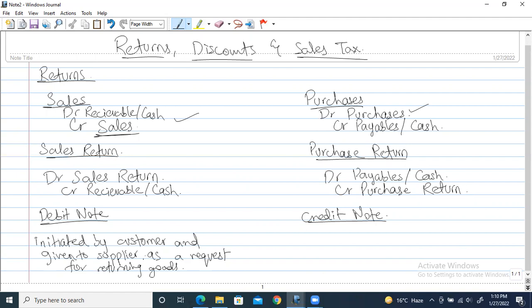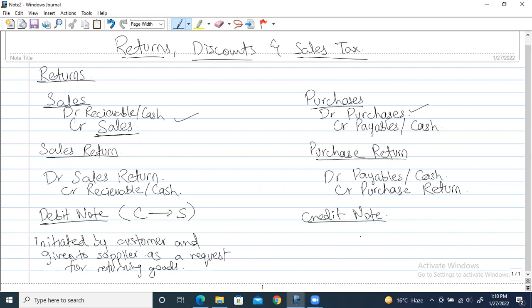It can be sent by any means, by email, by post, anything, and it is basically the request for returning goods. It's asking the supplier as a request that please accept my return as you have sent me the wrong items. Okay, so this is debit note. Let me write in the short form as well. Customer gives to the supplier.